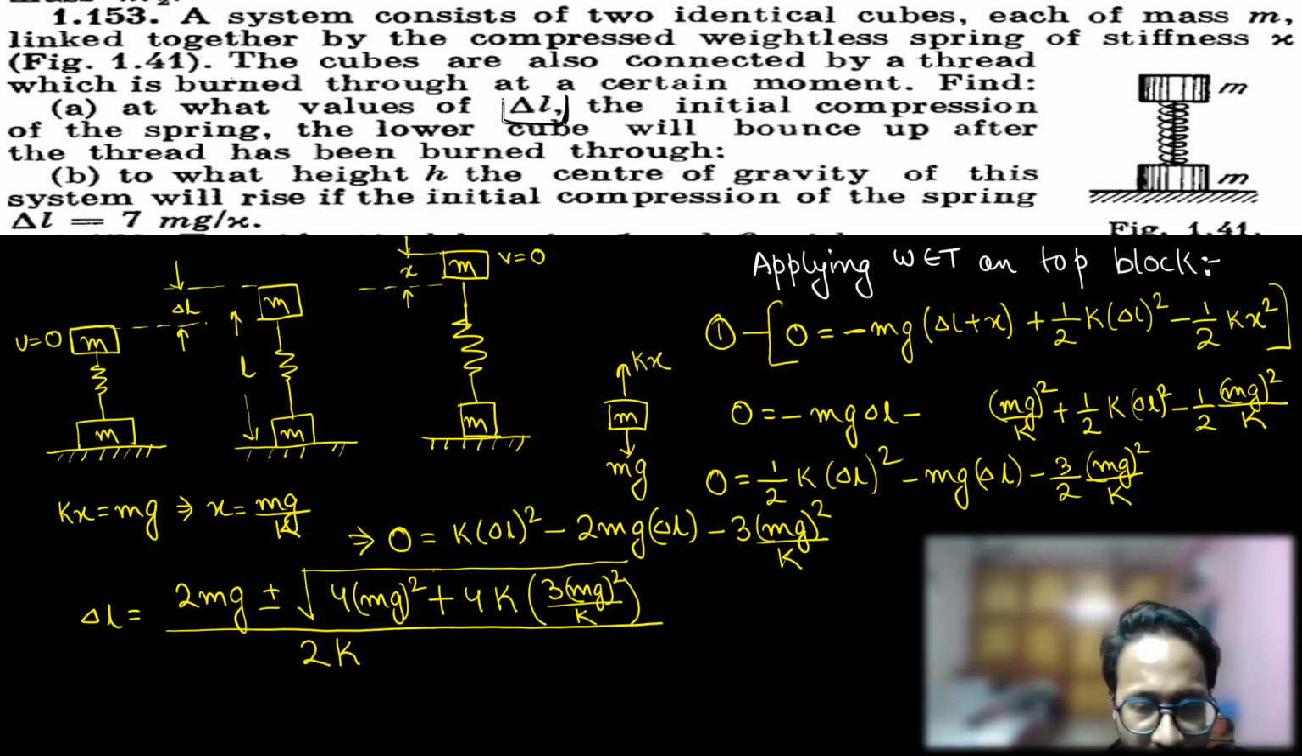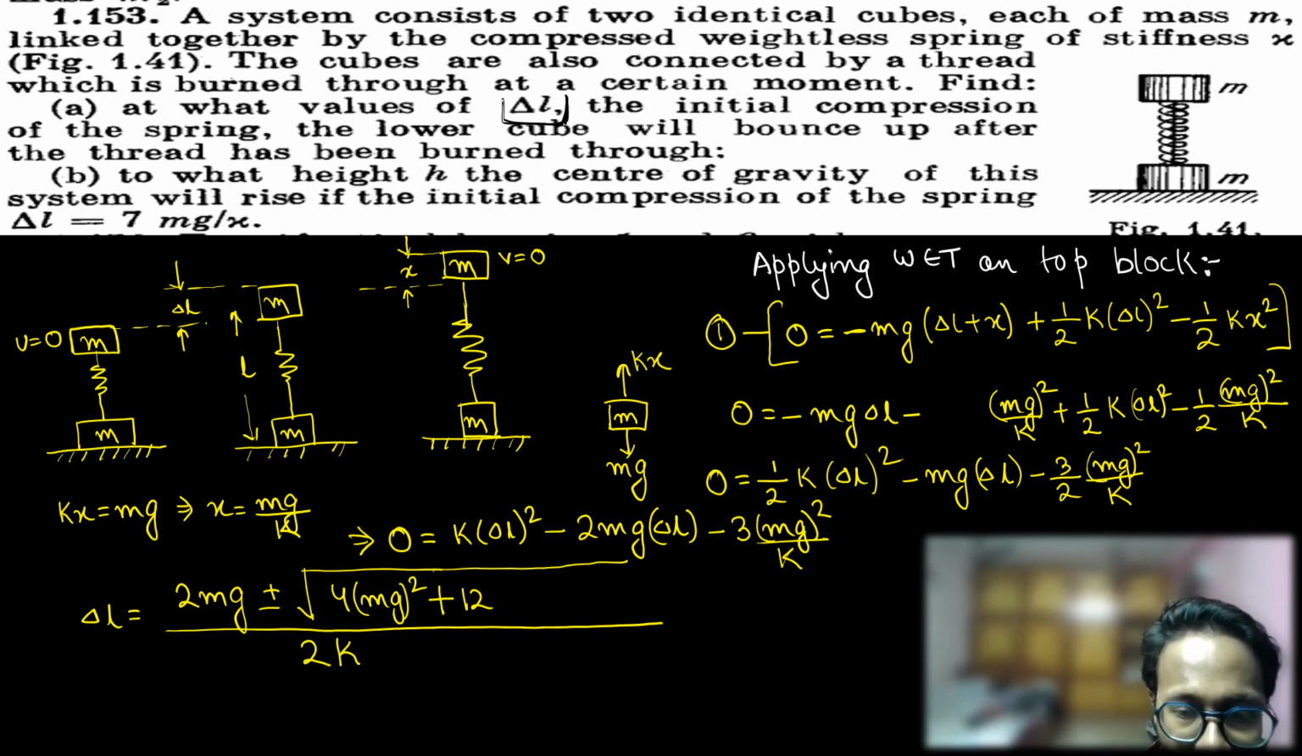K. Look at this parameter here. 4 into 3 is 12, so here I can write 12. This K and this K would get cancelled. So let me open the bracket. So 12 mg square. Let me write it neatly. 4 mg square plus 12 mg square is nothing but 16 mg square. So let me erase this one and write 16 mg square.